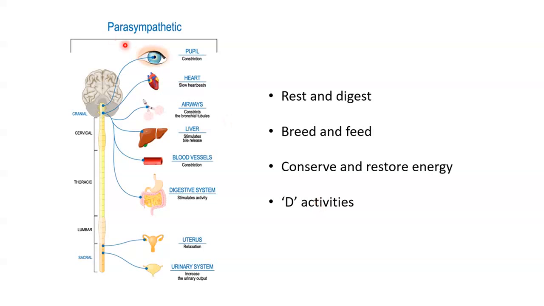Other activities that are controlled by our parasympathetic nervous system include the release of hormones and other secretions that assist the breakdown of food, constriction of blood vessels to redirect blood flow, the slowing of the heart rate, and an increase in activity in our urinary system. So we're filtering more of our blood and producing urine to excrete those waste products. All the activities that take place predominantly while we're resting.